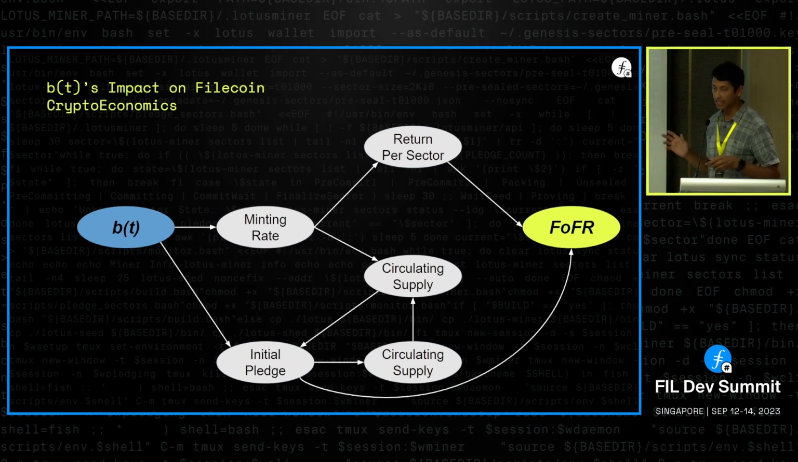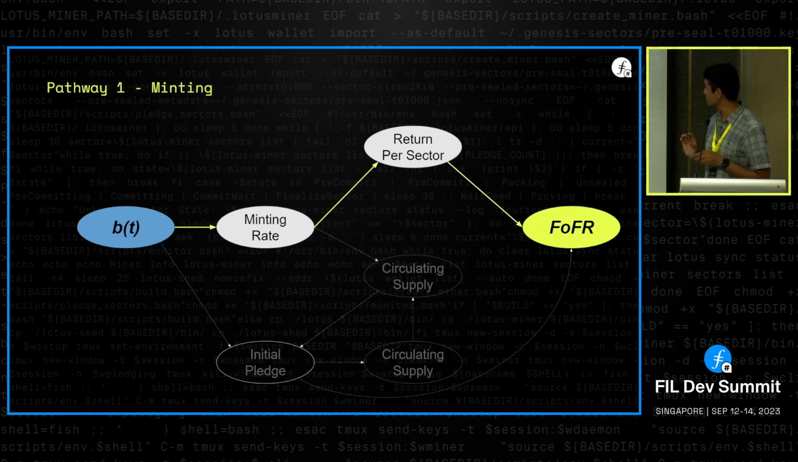So just briefly, I think everyone here knows about the crypto econ, but I wanted to make a diagram that showed kind of the pathways of how the baseline function impacts different aspects of crypto economics. So this is slightly complicated, so I'll go through this piece by piece.